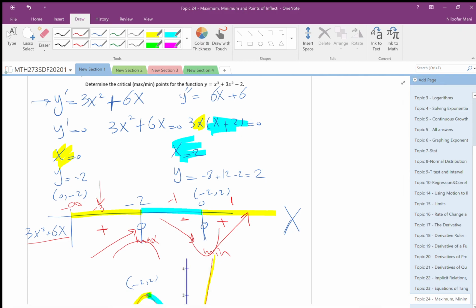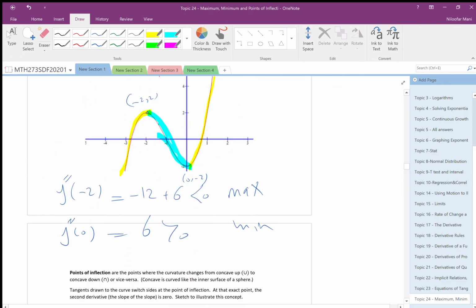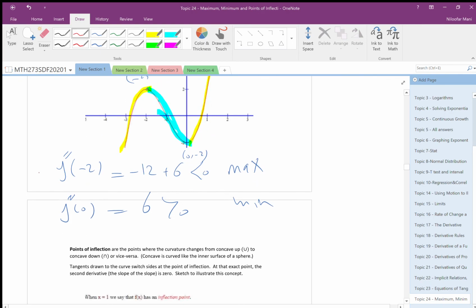This is time consuming, but it shows you increasing, decreasing as well. But if you use the second derivative test, it's easier and very fast. If the second derivative is negative, you have maximum. If the second derivative is positive, you have minimum.